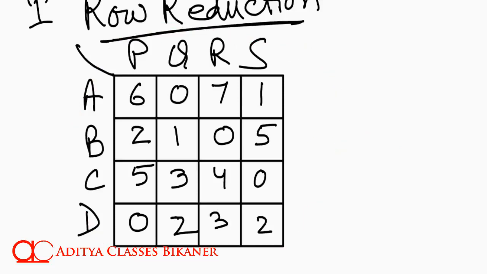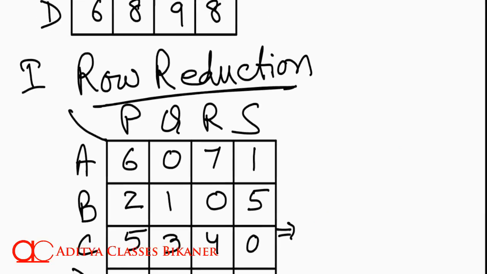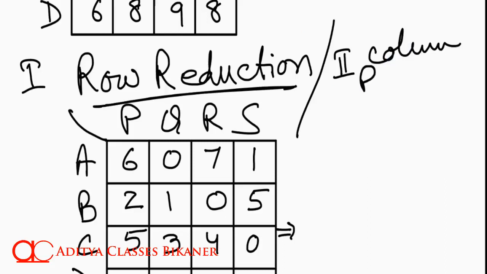Now what we need to do is proceed to our second step, which is column reduction. What is column reduction? Column reduction is the same procedure with our columns. We'll follow the same procedure. This time what we did was we subtracted minimum in each row from all respective rows. Now what we'll do is we'll subtract minimum in each column from all elements of respective columns.